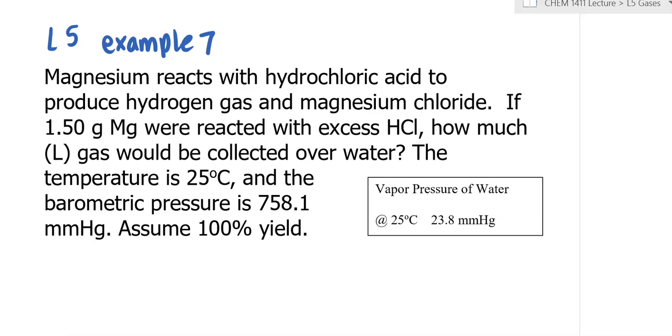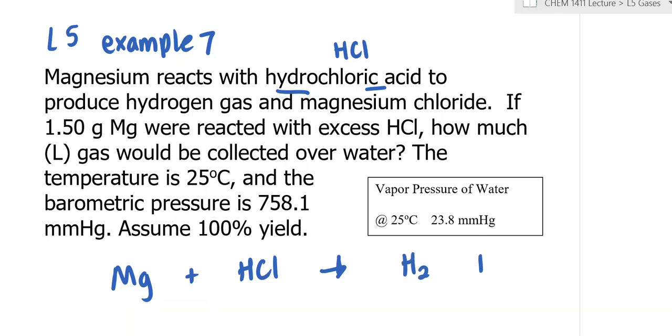The first thing we need to do is write a balanced chemical equation. It tells us that magnesium reacts with hydrochloric acid. Hydro- is when there's just an element with the hydrogen. And it tells us it makes hydrogen gas, which we know is diatomic, plus magnesium chloride.